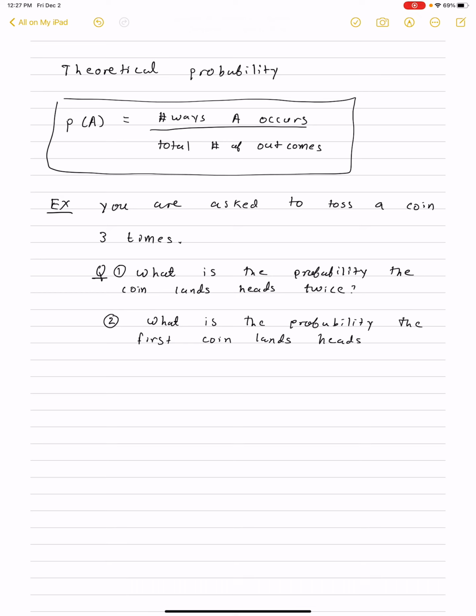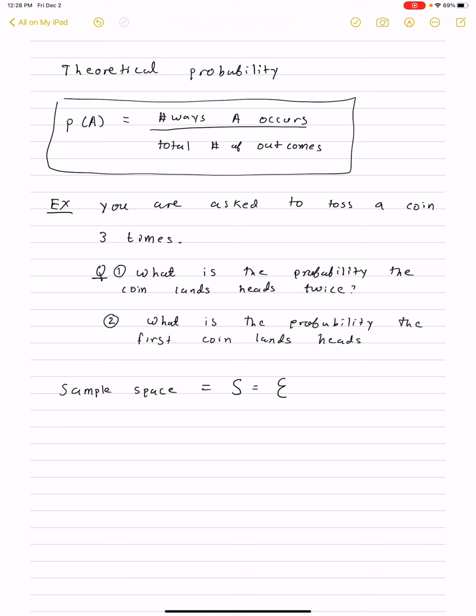So in each instance, we're asked for probability. We need to use the formula above to calculate the probability, and we need to know what is A in this instance, and what is the total number of outcomes. The total number of outcomes is given by the size of the sample space. So let's first figure out the sample space. The sample space is typically denoted by an uppercase S, and is the set of all possible outcomes.